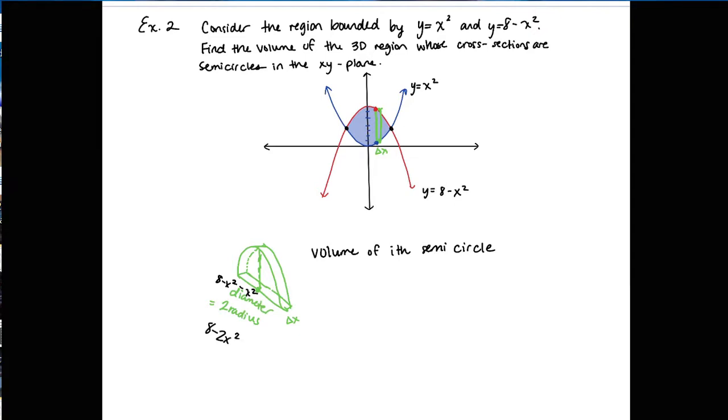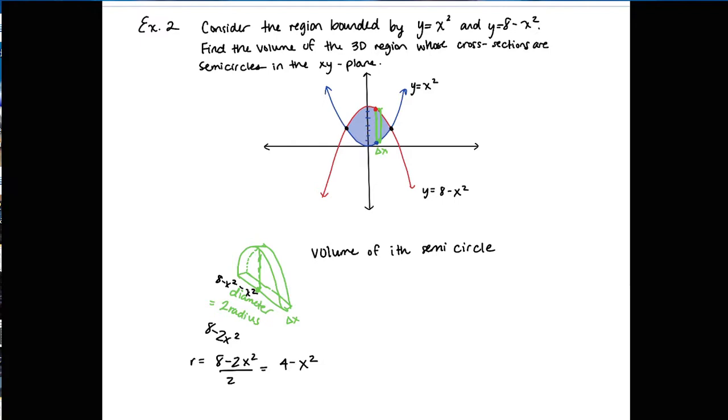Okay, and then the radius of that would just be 8 minus 2x squared over 2, because radius is half the diameter. 4 minus x squared is the radius. Okay, so the reason that I'm thinking of the radius here is because when we try and find the area function for that semicircle, we have to use the radius.